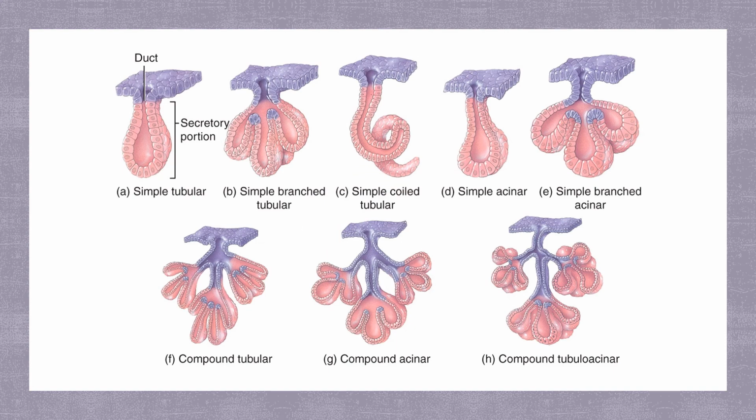So here are some of the shapes that we find our multicellular exocrine glands are common. Could be just a simple tubular or simple branched tubular. I'll also see simple coiled or simple acinar or bulb shaped, or a simple branched acinar. And then we get a little bit more complicated here with these compound tubular, compound acinar, or compound tubuloacinar. Ones that we're mostly going to talk about are going to be on this top row, but you can keep this slide in mind as we talk about some specific types of glands and how they may look.